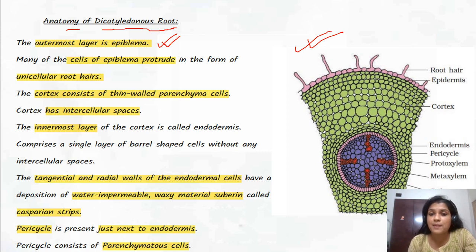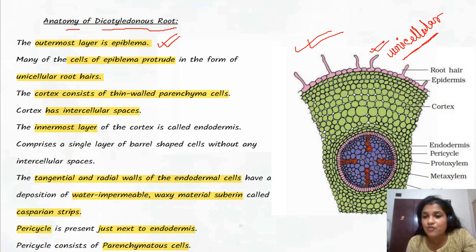Many cells of epiblema protrude in the form of unicellular root hairs. Please remember that root hairs are unicellular. Why am I telling you this? Because it is very important for your NEET MCQ, and why it is so important we will come to know later in this chapter.